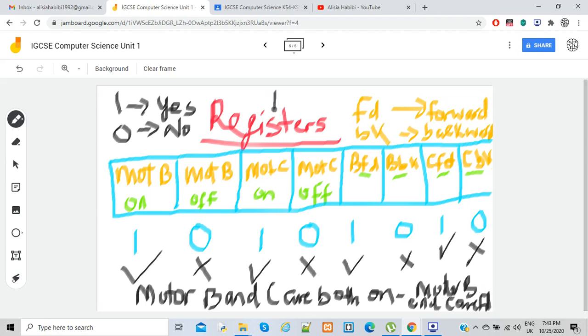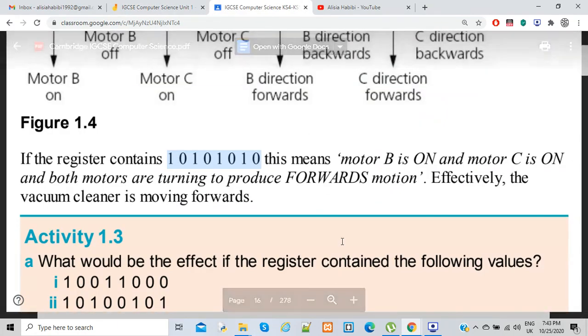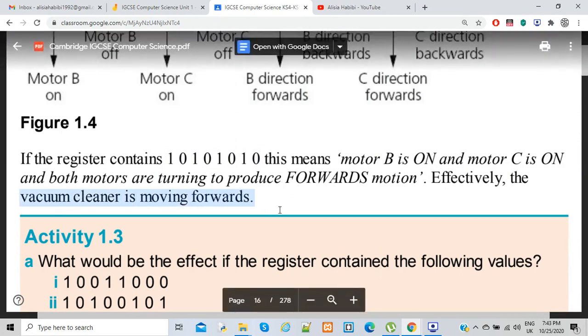Let's say if you press the button A on the vacuum cleaner. So let's say if you have a button A and it's pressed, it means that this instruction would execute, turning motor B and C on and making them move forward. So that essentially would say that the vacuum cleaner is moving forward.